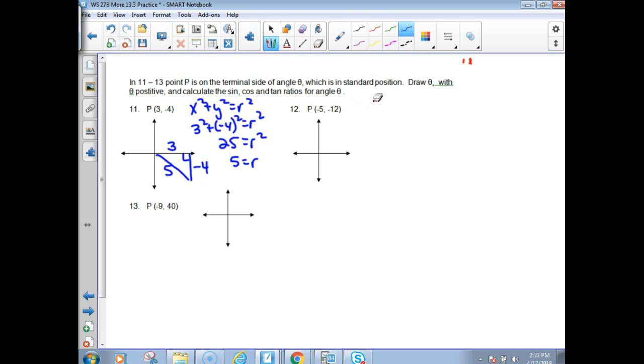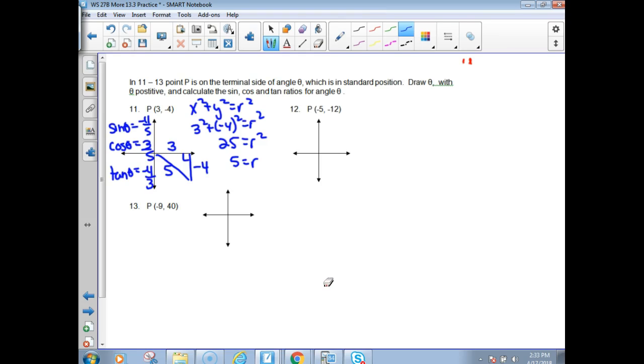And then you could write all the trig functions of theta. It said to calculate the sine, cosine, and tangent ratios. So the sine of theta would be -4 over 5. The cosine of theta would be 3 over 5. And the tangent of theta would be -4 over 3.